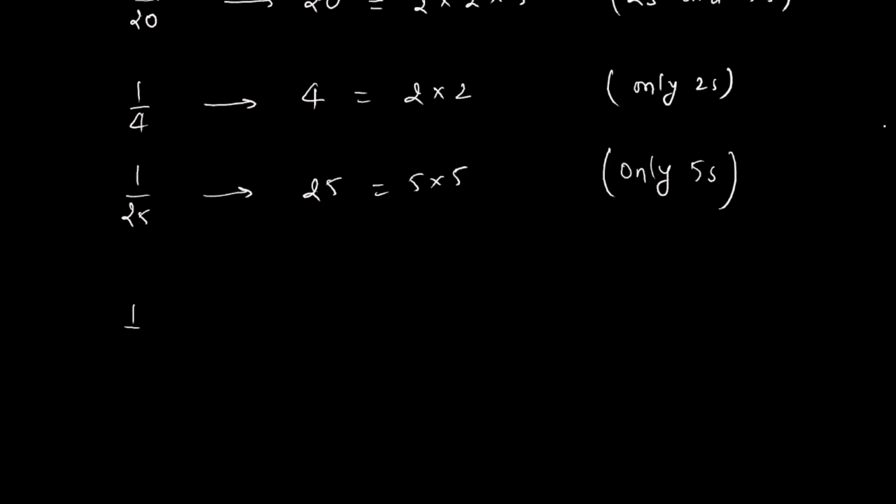Let's look at some more examples. We have already seen that the decimal representation of 1 over 3 does not terminate. So here the denominator is 3 and its prime factor is 3. 1 over 6. Its decimal representation is also non-terminating and repeating. So its denominator is 6 and its prime factors are 2 times 3.